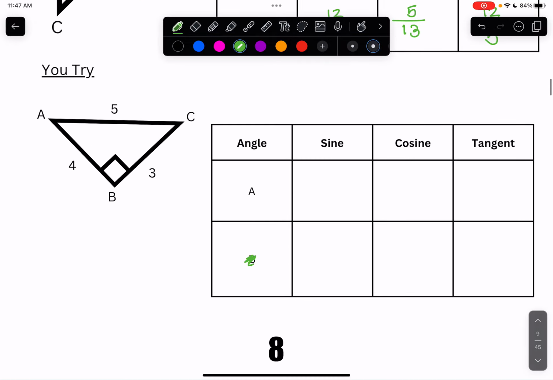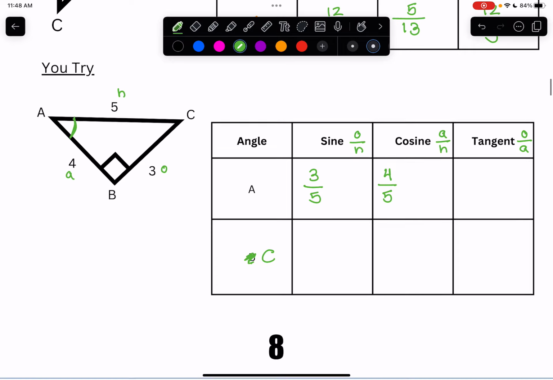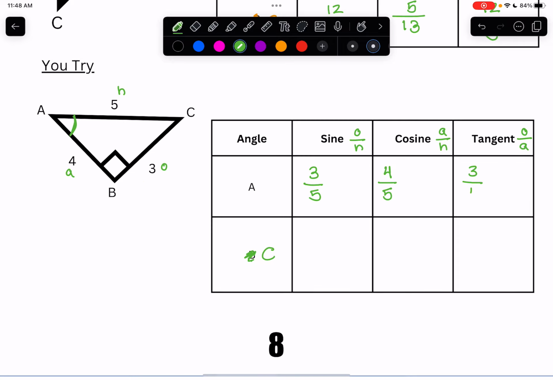Now again, change B to C, and now you're going to do the same thing. So angle A: we have opposite, adjacent, hypotenuse. Sine is opposite over hypotenuse, so that is 3 over 5. Cosine is adjacent over hypotenuse, so that is 4 over 5. And tangent is opposite over adjacent, which is 3 over 4. Now you do the same thing for C. Adjacent, opposite, hypotenuse.